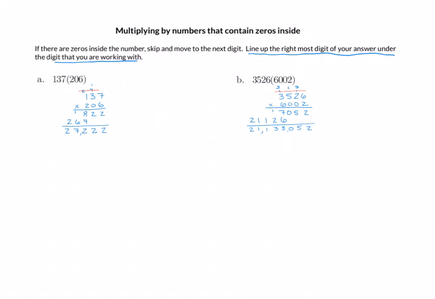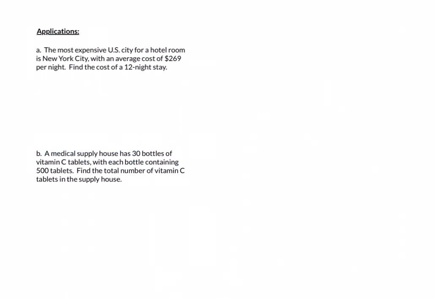Okay, last thing we want to look at is application problems. So example A, we have the most expensive U.S. city for a hotel room is New York City, with an average cost of $269 per night. We want to know what is the average cost of a 12-night stay. So what are some words here that tell us we are talking about multiplication?